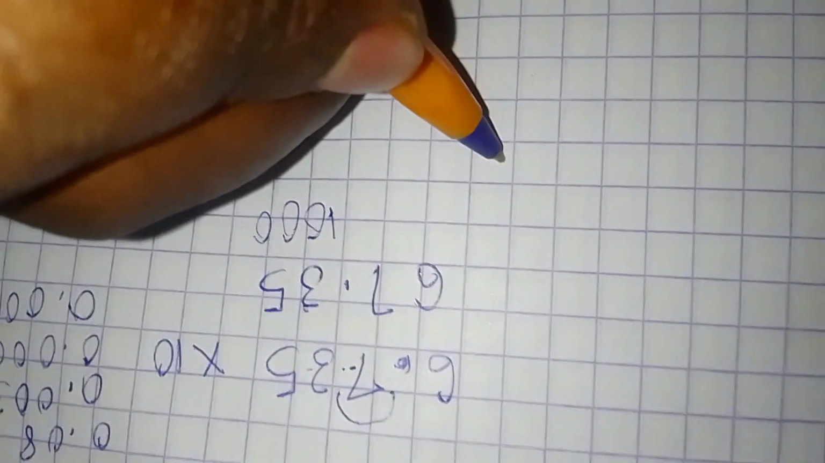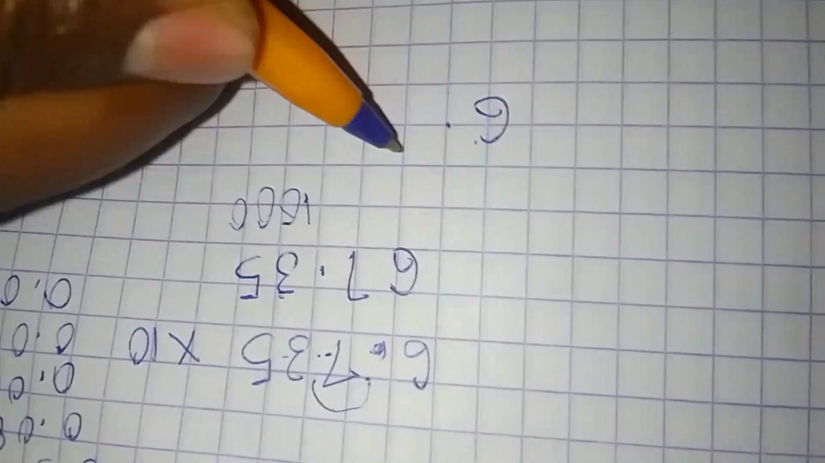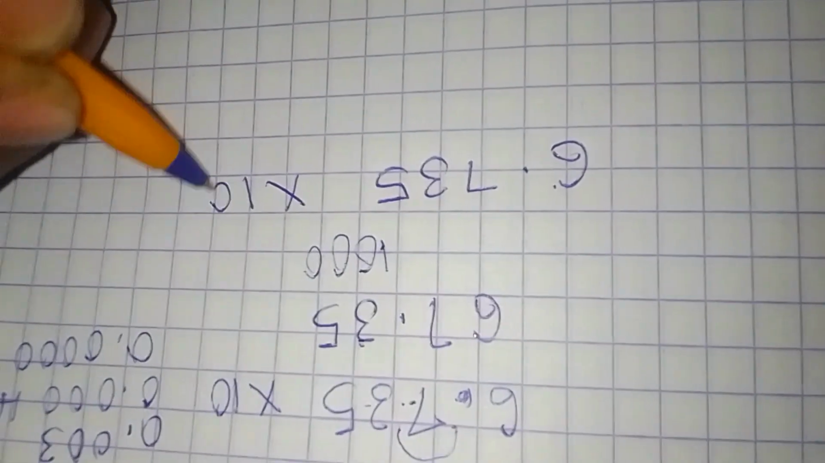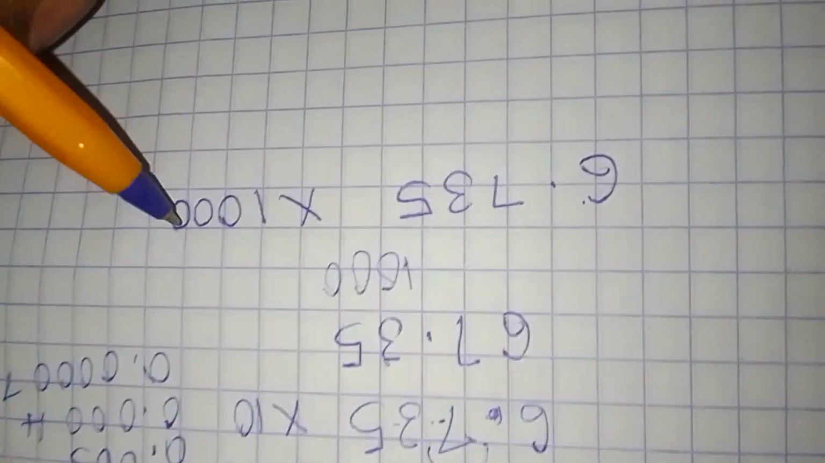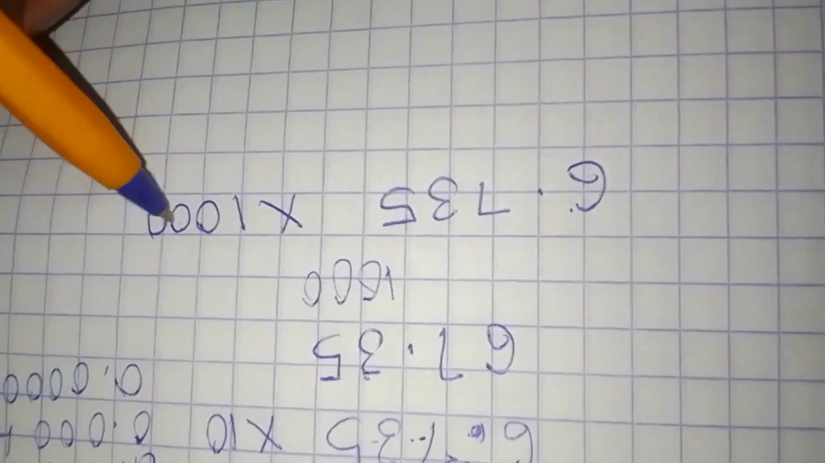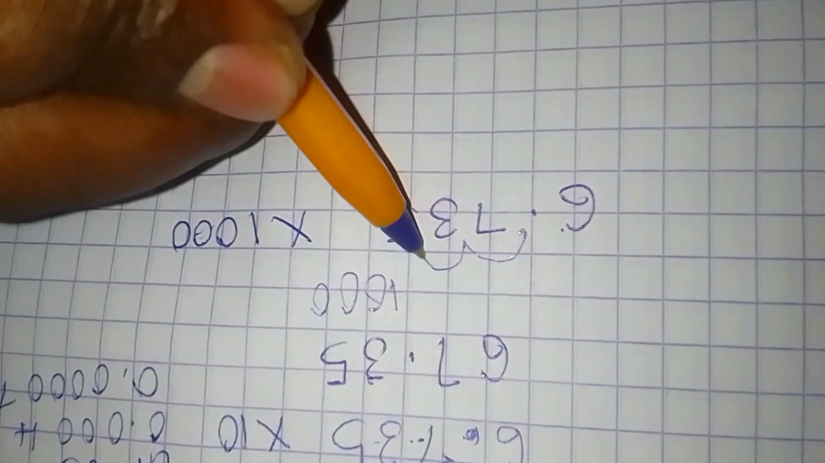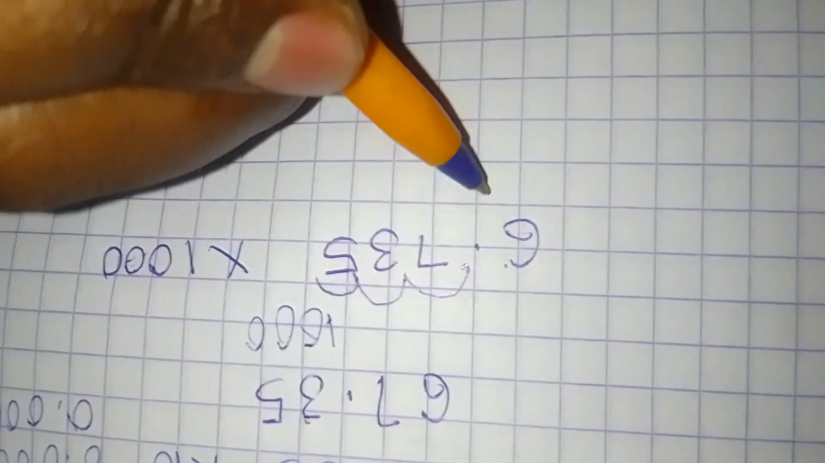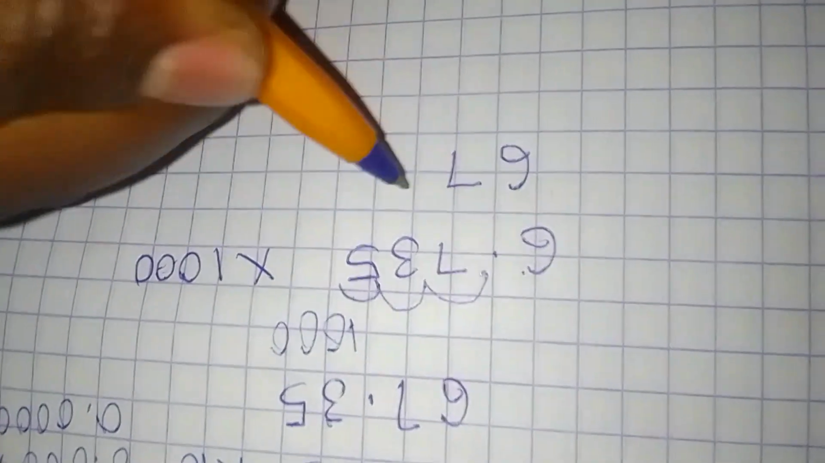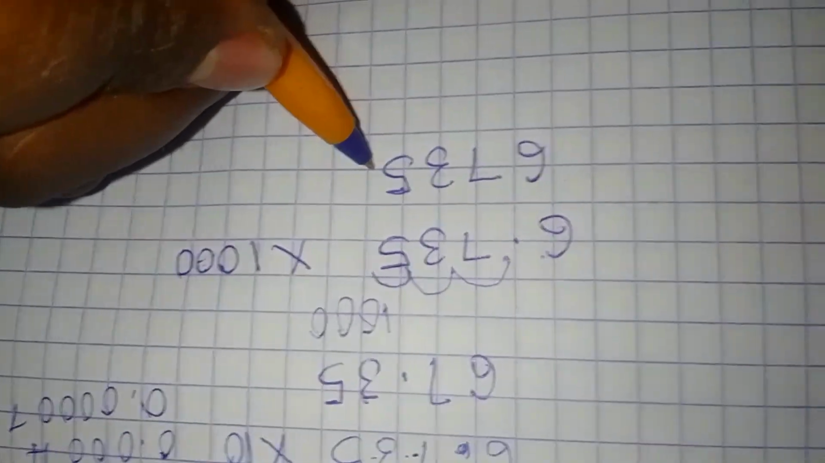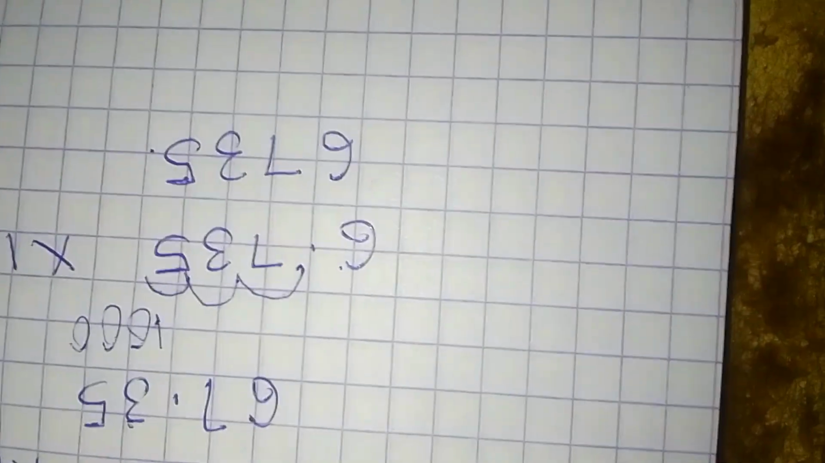Another example, let's use the same number. If it was 6.735 multiplied by 1,000, you just shift using the zeros. It has 3 zeros, so you shift the decimal 3 times: 1, 2, 3. So it becomes 6,735, because the decimal is now ahead of the 5. That is how you work it out.